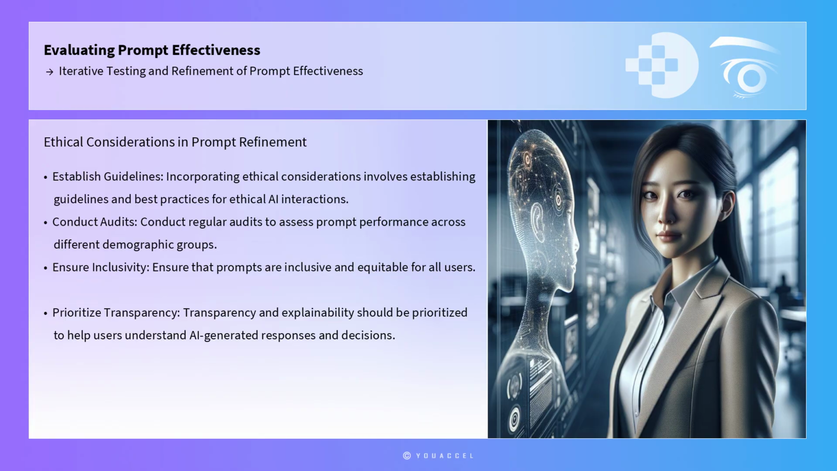Incorporating ethical considerations into prompt refinement involves establishing guidelines and best practices for ethical AI interactions. This may include conducting regular audits to assess prompt performance across different demographic groups, ensuring that prompts are inclusive and equitable. Additionally, transparency and explainability should be prioritized, enabling users to understand how AI systems generate responses and make decisions.